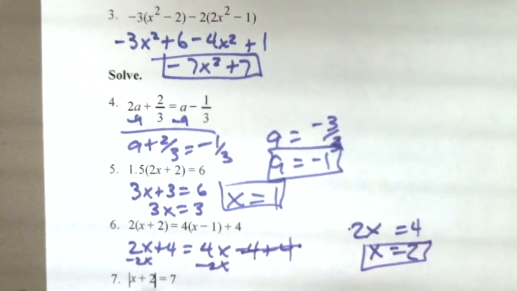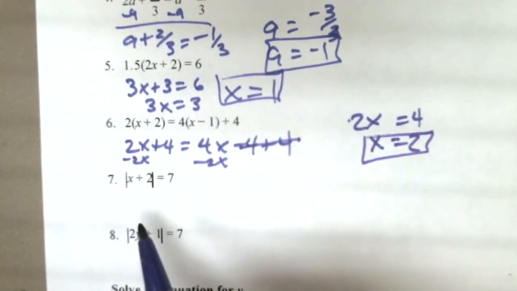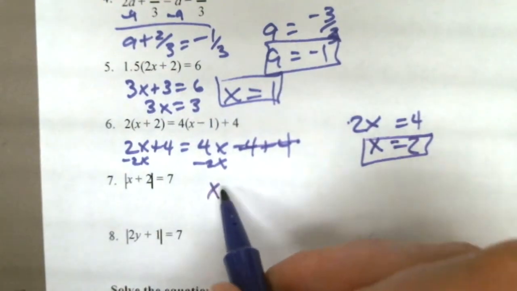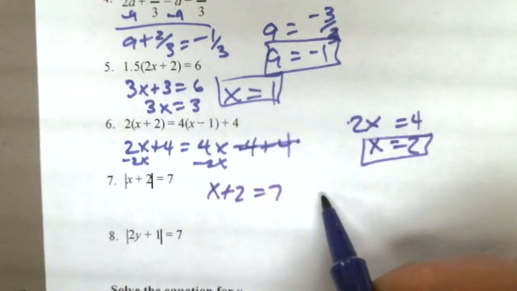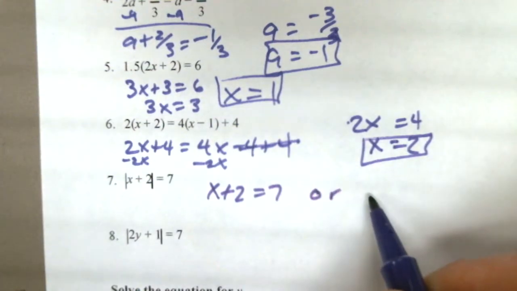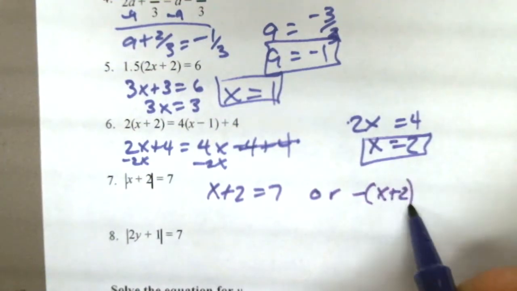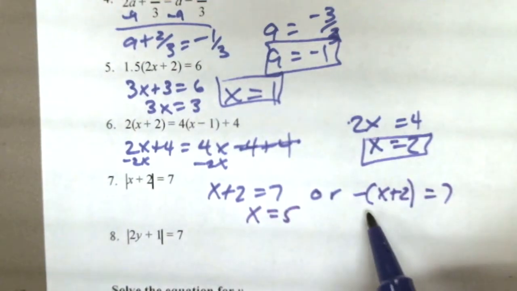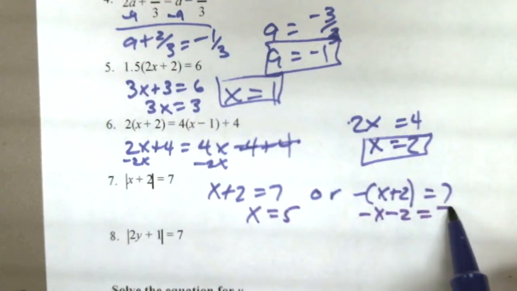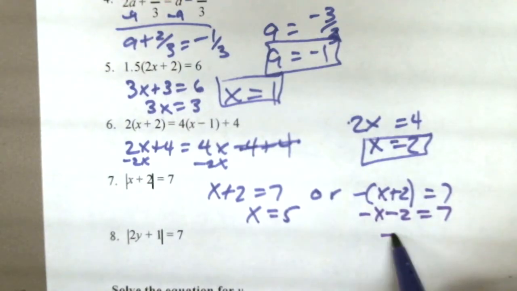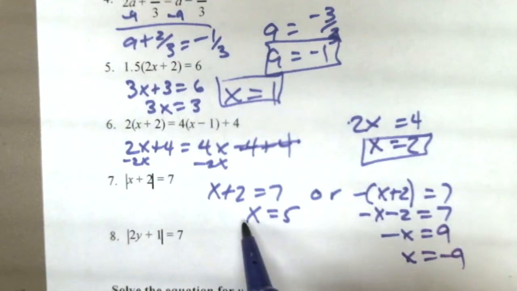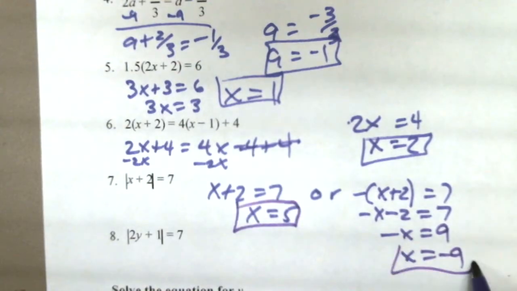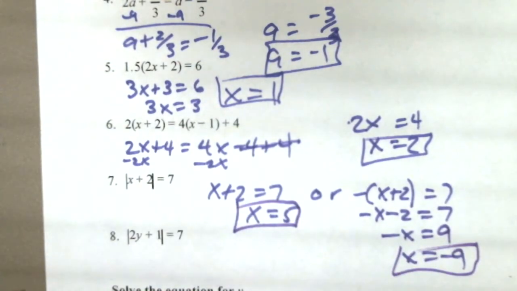Question number 7, the absolute value. We need to split it into 2, so I'm going to have one where it's positive, and we're going to do the other one where it's negative. Simplifying, I get x equals 5, and negative x minus 2 equals 7, so I'm going to add 2, negative x equals 9, so x equals negative 9. So we have two answers, x equals 5 or x equals negative 9.